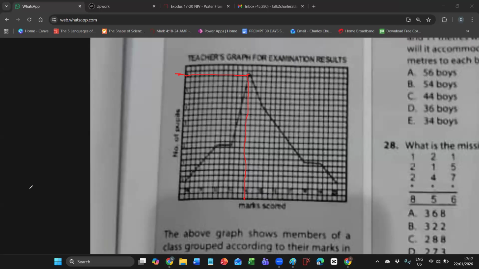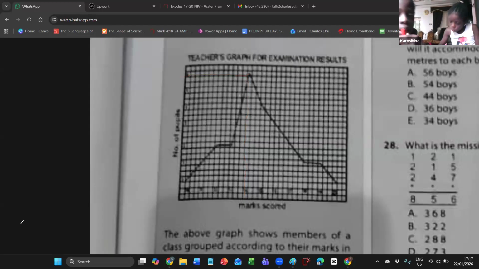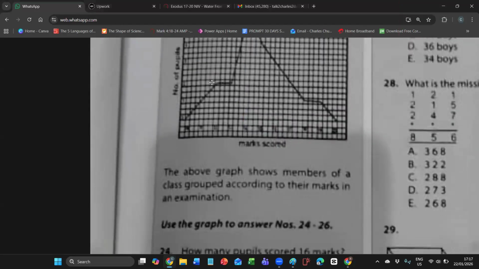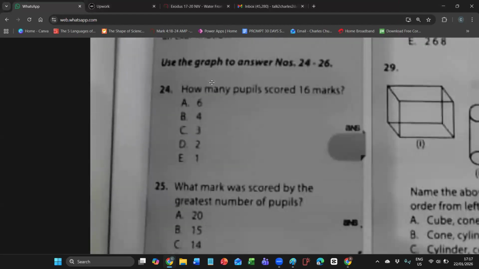Can you see it? Let me try 14 now. Can you see this line? Now it reaches the top. Okay, so yes. I think it's safer for us to go with 14, right?